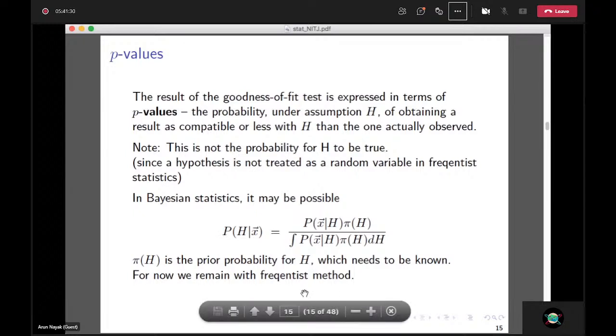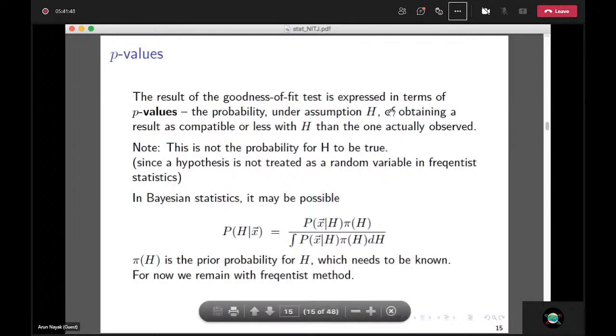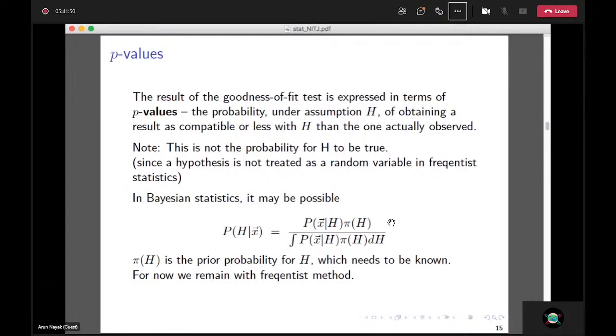Assume some distribution looks like this, and your mean is somewhere. That is your hypothesis, giving you a PDF, and you got an observation which is somewhere here towards the tail. The probability from this point to positive infinity gives you the p-value. That is called the p-value.